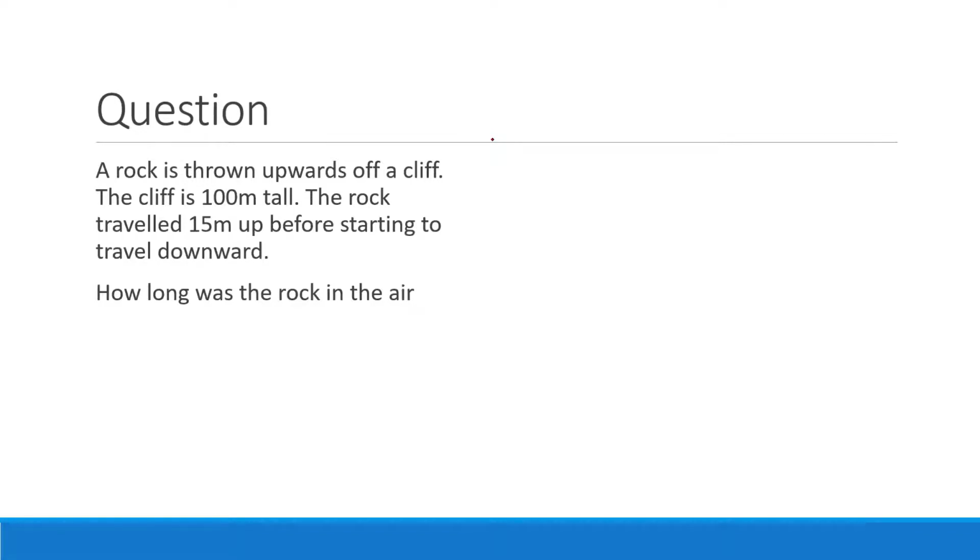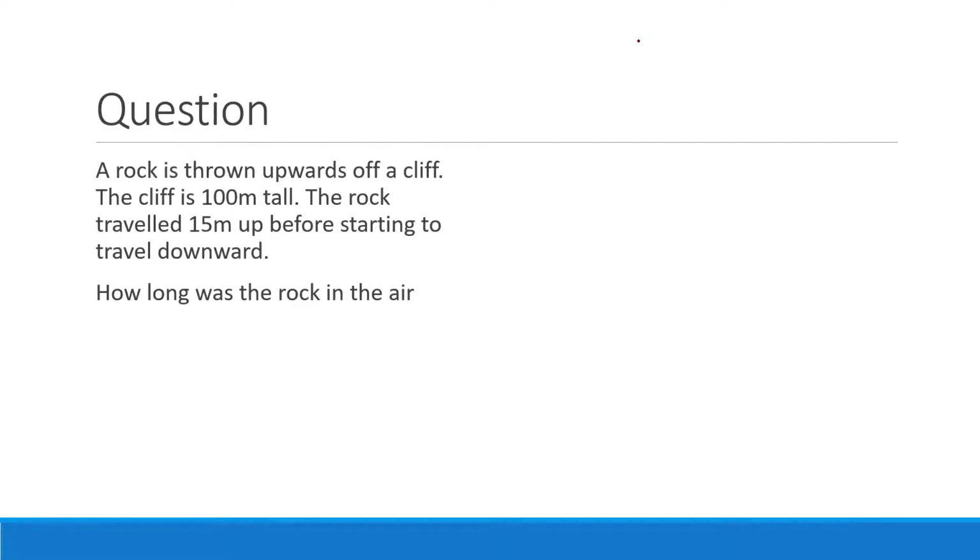Someone's asked, do I have to factor in terminal velocity? We do not have to factor in terminal velocity. We can't really calculate that. Anyway, we will usually assume that it's just falling naturally. Here we go. Let's do this.